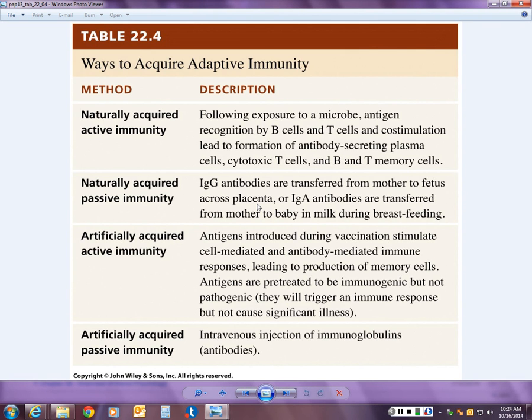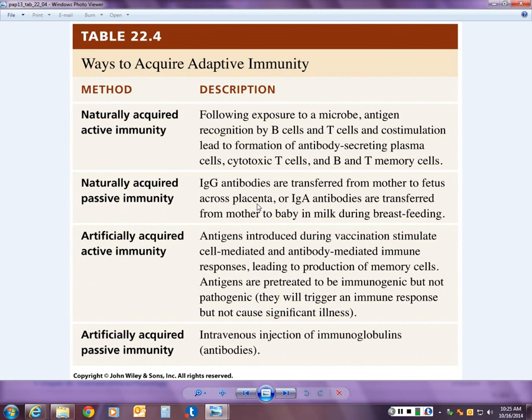Artificially acquired active immunity. Artificial means there's some man-made intervention, but the person's immune system still is going to be active. The most common example of this, vaccinations. Vaccinations are all artificially made, and even with that, the introduction of them via injection, whether that's IM or whatever the case may be, is still going to be a man-made intervention. But once introduced, that person's immune system responds to that antigen. So that's an active response. So artificially acquired active immunity, easiest example here, vaccinations.